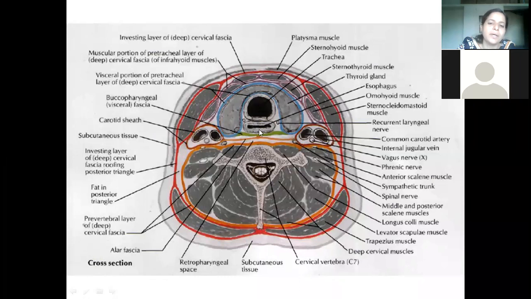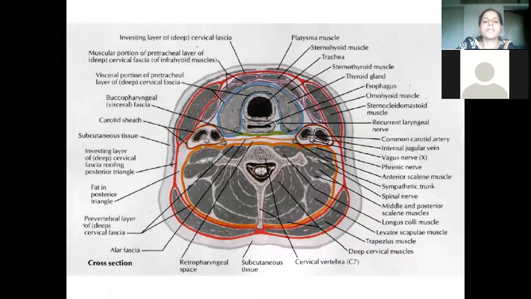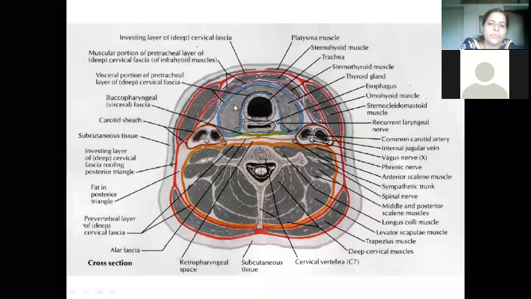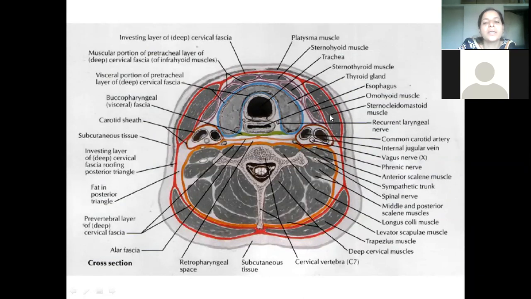This is the transverse section of the neck. In the transverse section of the neck we are finding two tubes. One is the trachea and this is the esophagus. This section has been taken at the level of the seventh cervical vertebra. Okay, so in this transverse section, in front of the trachea and esophagus, we are finding the thyroid gland.